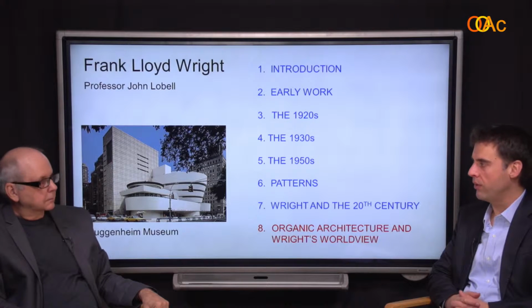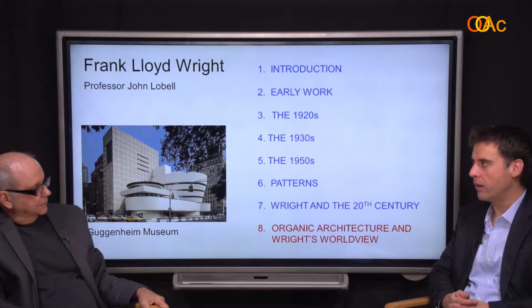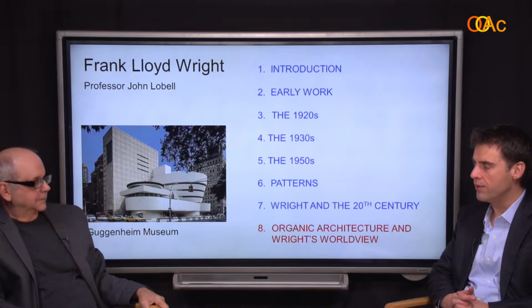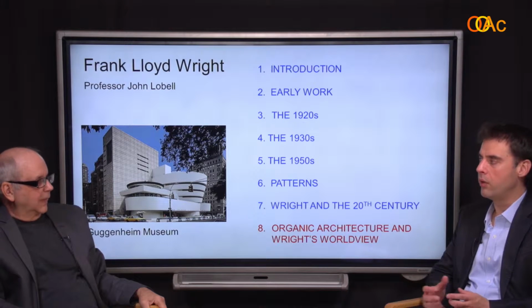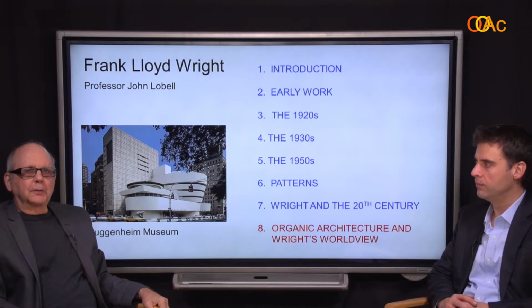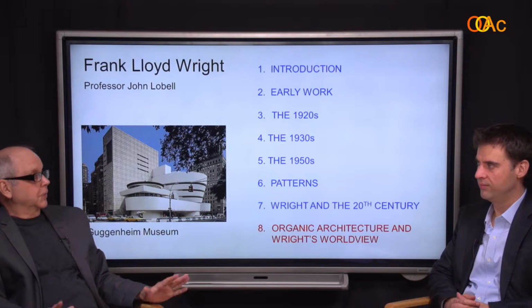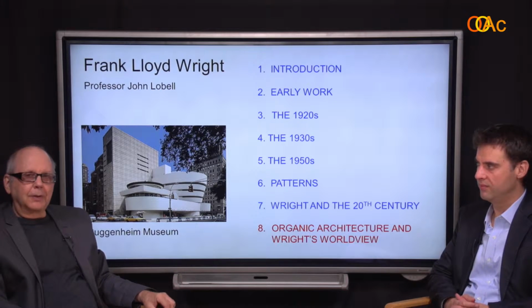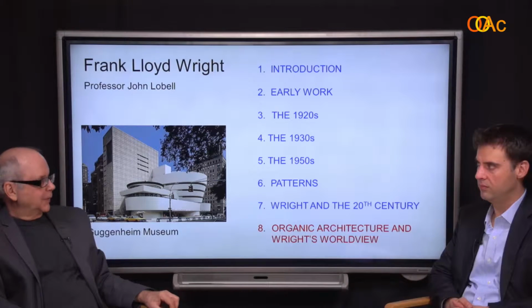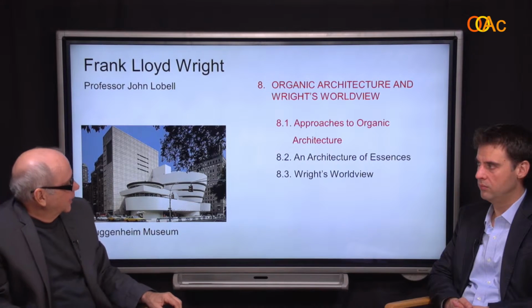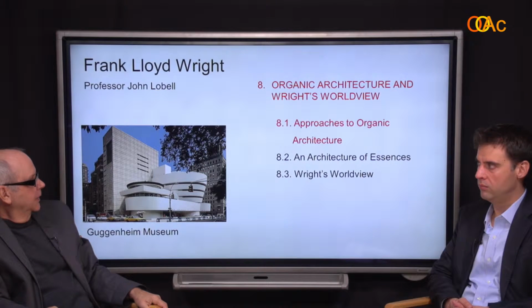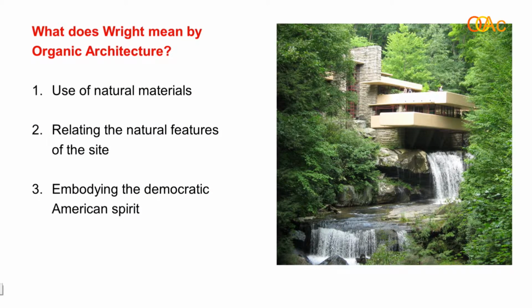Wright defined his architecture as organic architecture, and he probably got that from Sullivan or from others. And what did he exactly mean by organic architecture? Well, fortunately, we have quite a few tapes of recordings of Frank Lloyd Wright, mostly when he was quite old. And when we listen to them, every time he talks about organic architecture, he defines it differently. So what we're going to see is several different approaches to organic architecture. So let's start with three of them.